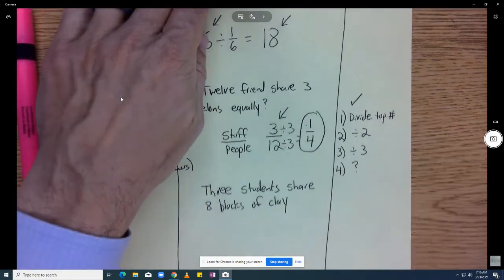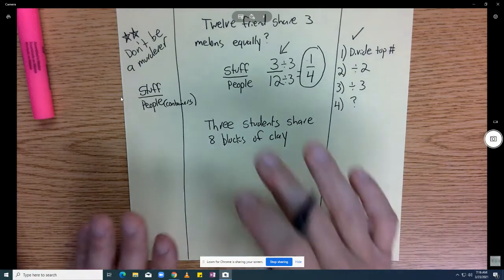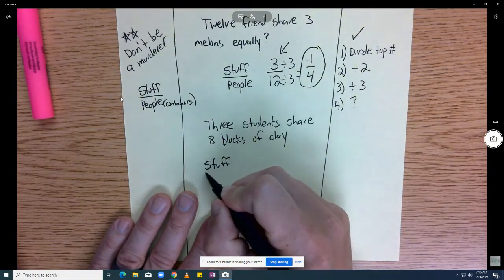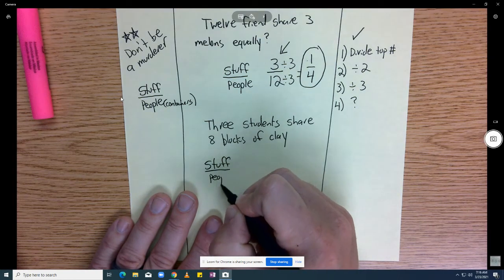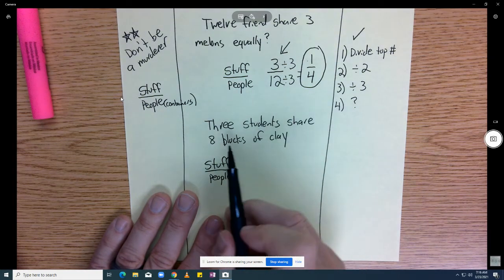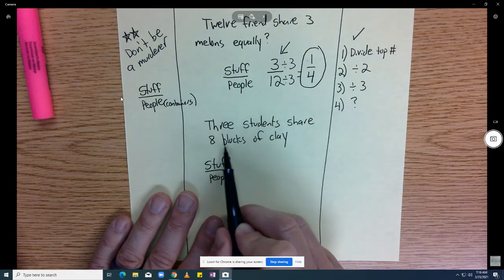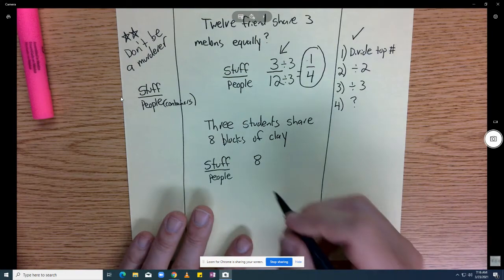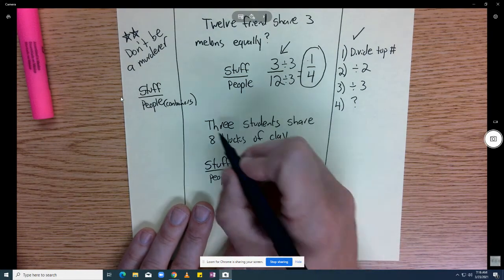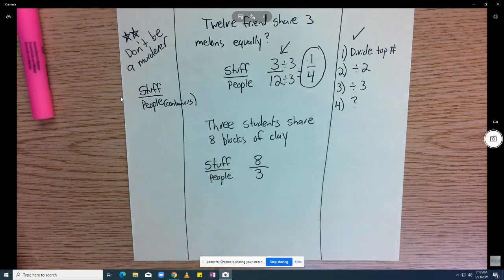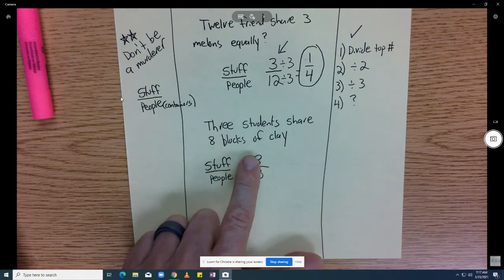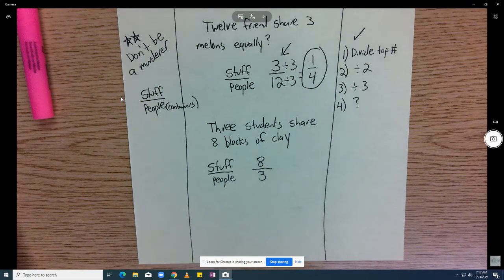Well, again, what you want to do here is always go stuff over people. If they're sharing or putting things into containers, we want to do stuff over people. So how much stuff is there? Is there 3 stuff or 6? So there's 8 blocks, so that's got to go on top. And then that's being split by the 3 people. You see that? Stuff over people. Again, the numbers are reversed in the way they'd be here, but it's not always like that. That's why you got to take the stuff and then the people.